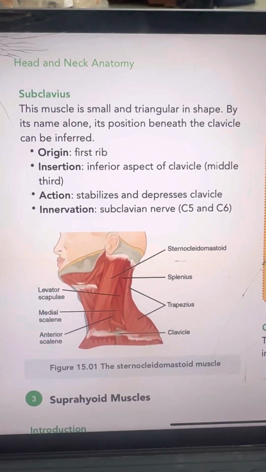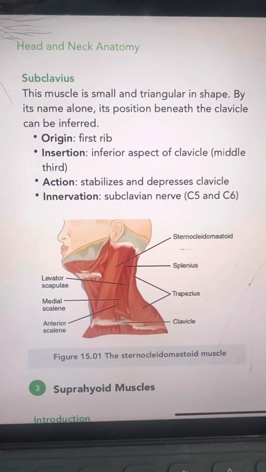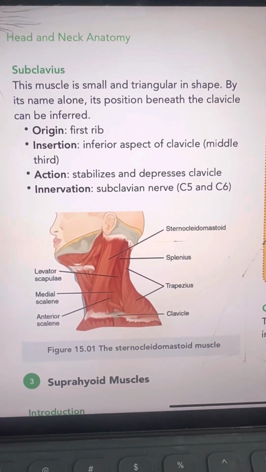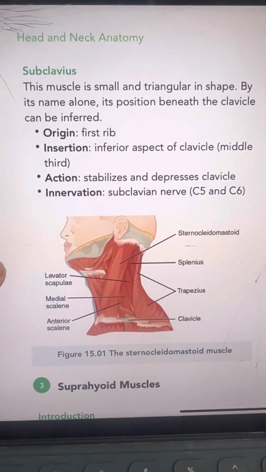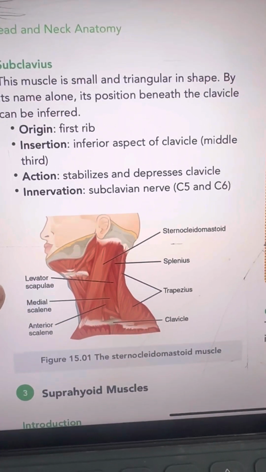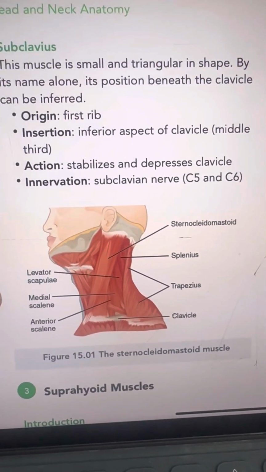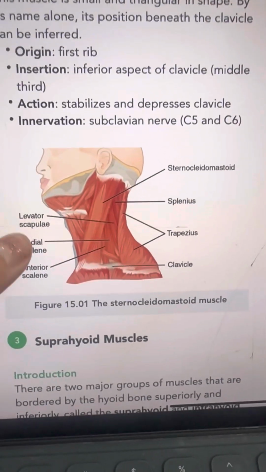Subclavius. This muscle is small and triangular in shape. By its name alone, its position beneath the clavicle can be inferred. Origin: first rib. Insertion: inferior aspect of clavicle, middle third. Action: stabilizes and depresses clavicle. Innervation: subclavian nerve C5 and C6.